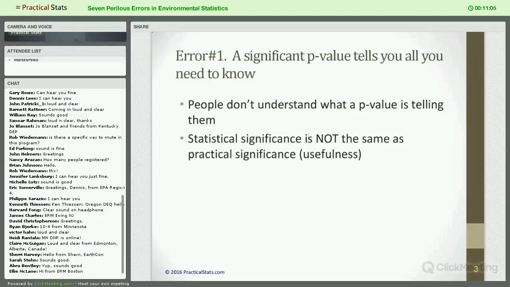All right, error number 1, that a significant p-value tells you all you need to know about a test or a regression equation. And that's not really right. There's many other things that you should look at, but I'll focus on a few. And that comes from the fact that people often don't understand what a p-value is telling them. So p-value gives you some measure of the evidence against the situation where there's no signal. And statistical significance is not the same as usefulness, as something that would be practically useful to you.